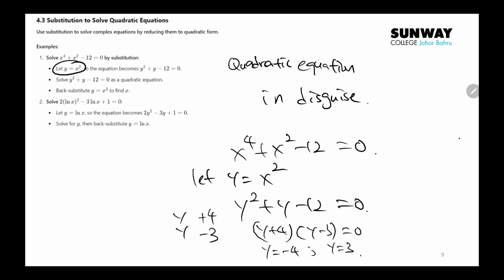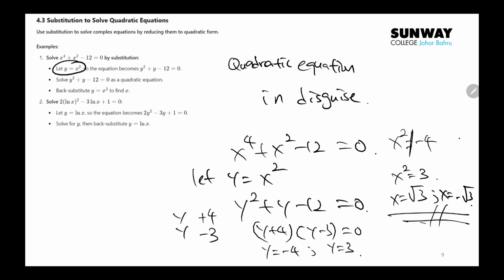In this case, your goal is to solve x, not y. So you have to satisfy it for x. For example, x squared equals negative 4 is impossible to continue, so this has to be rejected. And x squared equals 3 is the only possible way to move forward. So x equals square root of 3, x equals negative square root of 3. And that will be the answer.